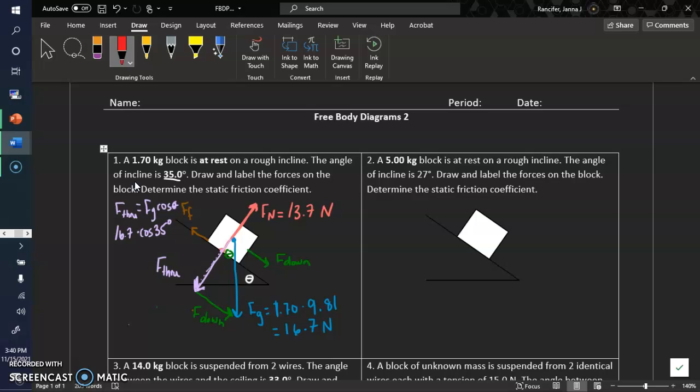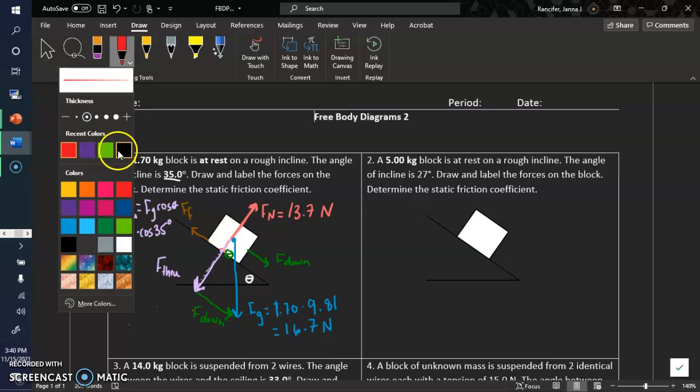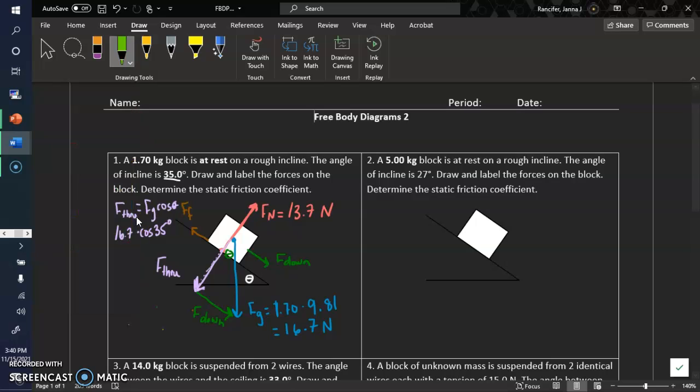Okay? The component of the force that tries to send the block down the ramp should be equal in magnitude, opposite in direction to the force of friction. So I can calculate force down, then I know my force of friction. Force down the ramp, F down, is equal to the hypotenuse, in this case 16.7, times sine of 35 degrees.